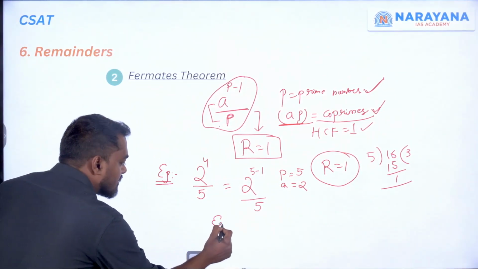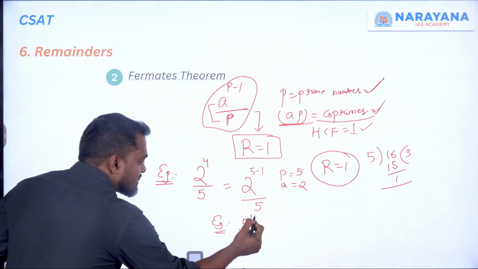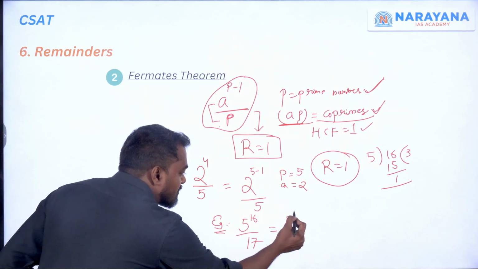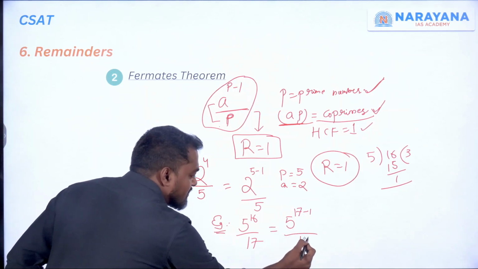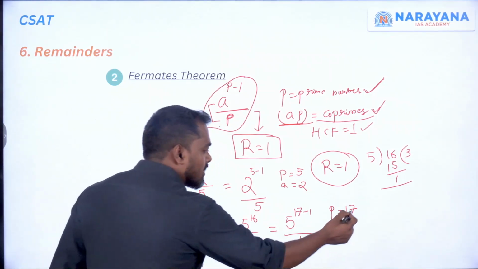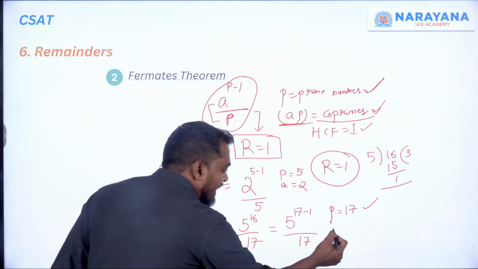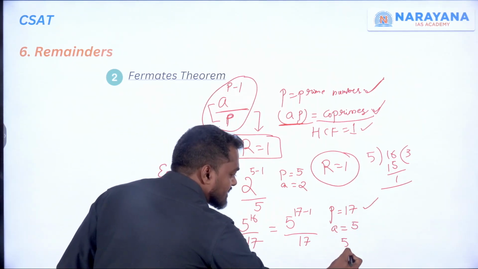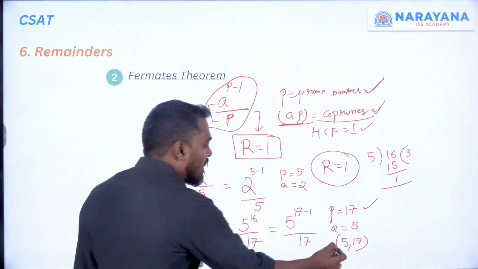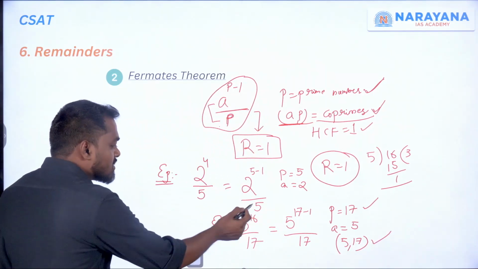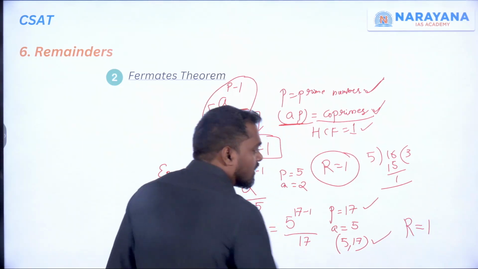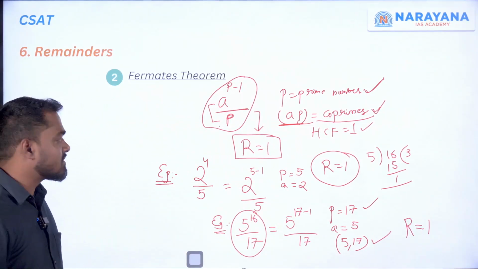For example, if you take 5 to the power 16 divided by 17, it can be written as 5 to the power 17 minus 1 by 17, right? What is p here? 17. 17 is a prime number. The condition is satisfied. And what is a? 5. 5 and 17 should be co-primes. Both are prime numbers, so the only common factor is 1. So they are co-primes. The condition is satisfied. So for this expression 5 to the power 16 divided by 17, what is the remainder? 1. So this is Fermat's theorem.